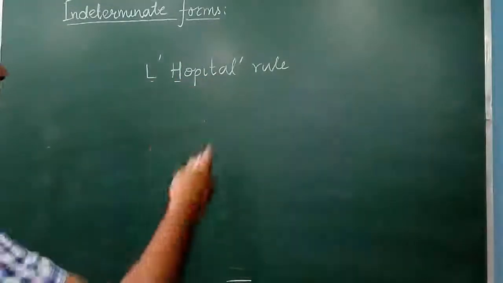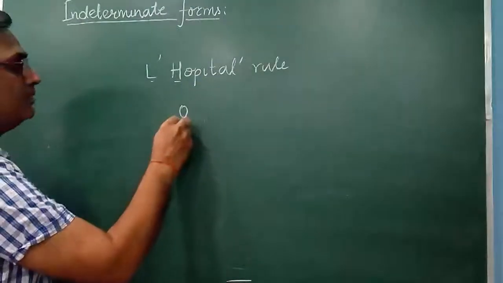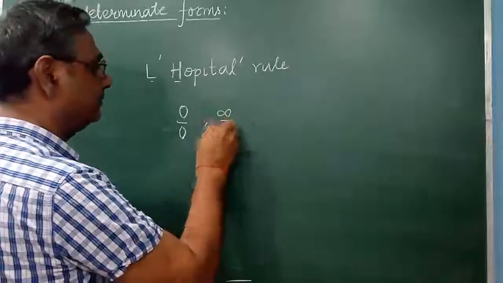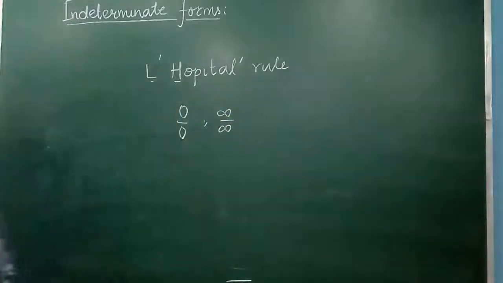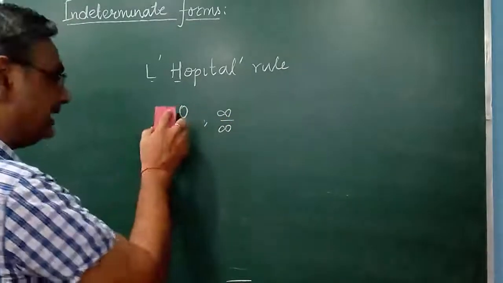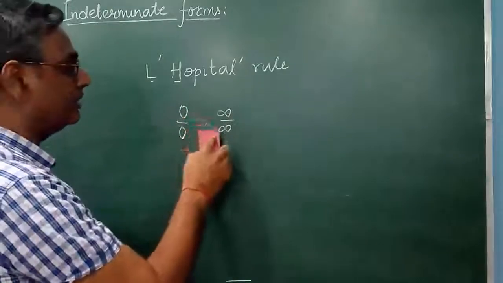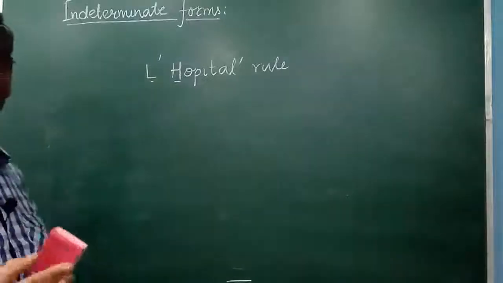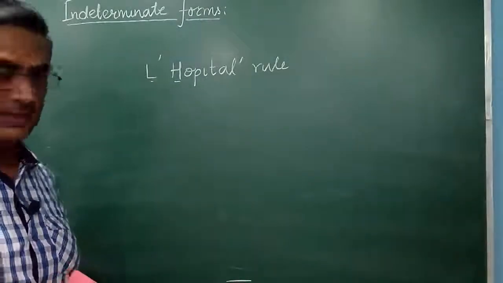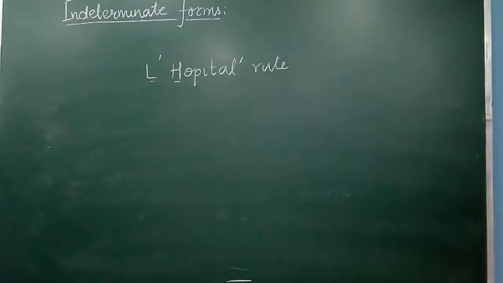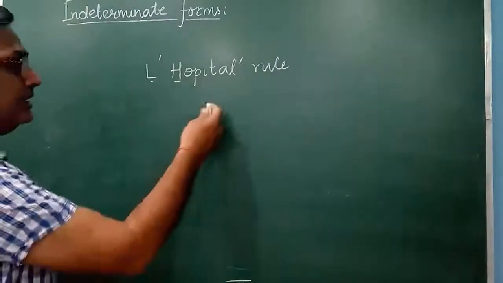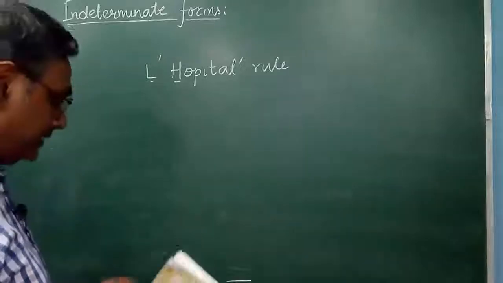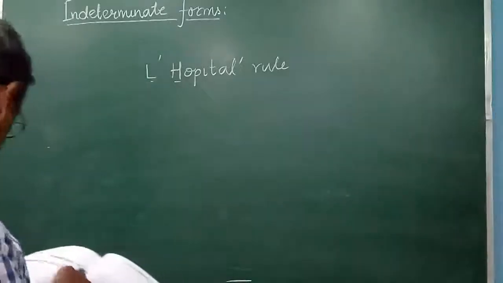Correct? So this we will be using when we are having 0 by 0 form or infinity by infinity form. So what we have to do in this, when we are getting these two forms, 0 by 0 or infinity by infinity form, we have to differentiate the numerator and the denominator till this indeterminate form is removed. So we see the question, then we will be understanding better.